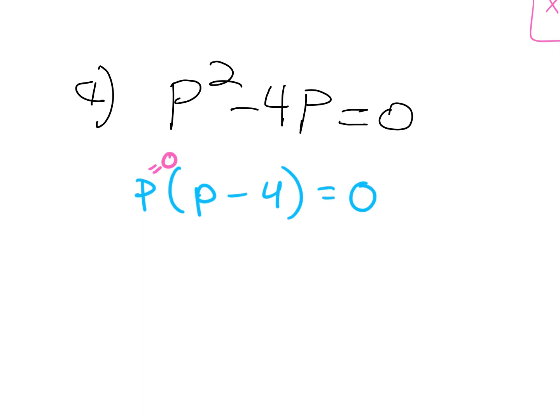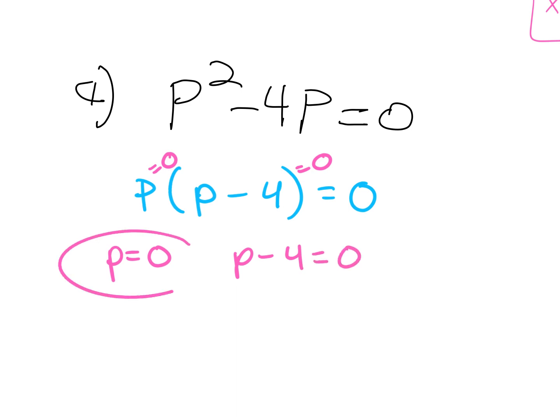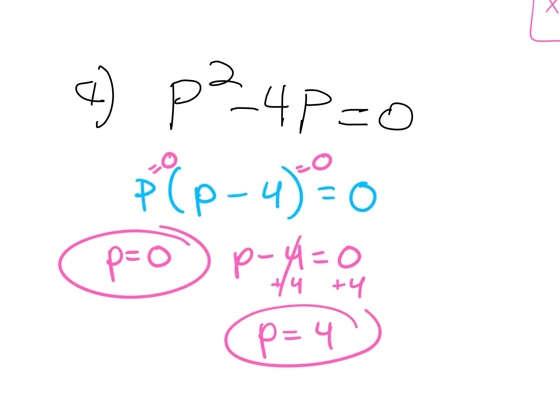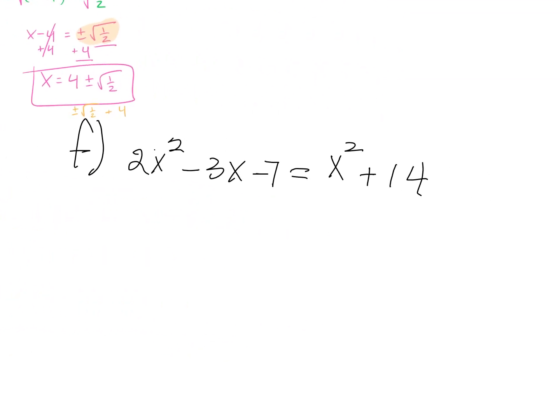So we set p equal to 0 and p minus 4 equal to 0. So p equals 0 and p minus 4 is equal to 0. p is equal to 0 is one of our answers. That's a solution. The next one, I add 4 to both sides. So p is equal to 4 and 0. So those would be our 2 answers that we have here. All right, let's look at F.